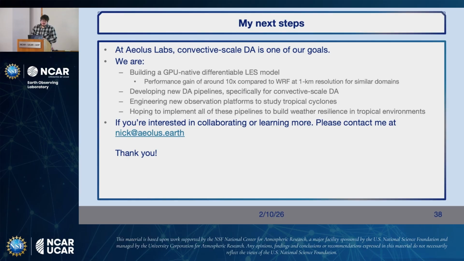But we're also working on developing new DA pipelines that are hooked into this GPU-ready model. And we're trying to figure out ways that we can assimilate specifically convective scale information and not just "there is a cloud in this 27 kilometer bubble over here." How can we do that at a smaller scale, on the 100 to 500 meter resolution scale?